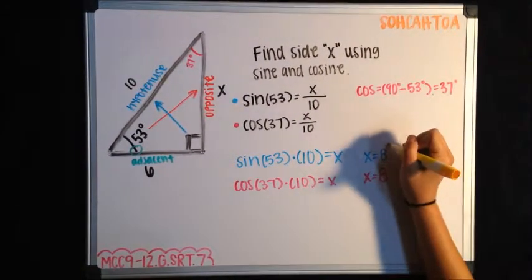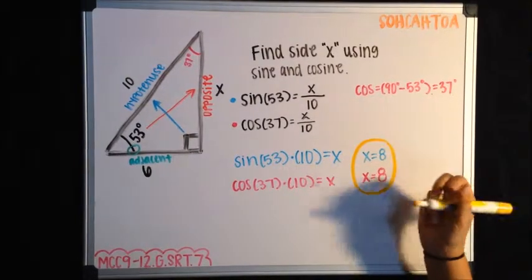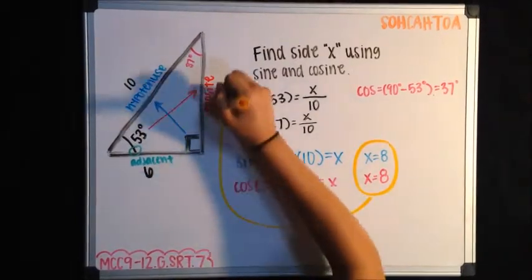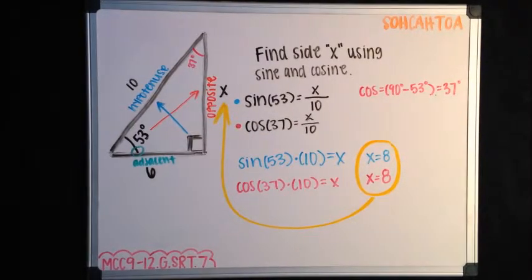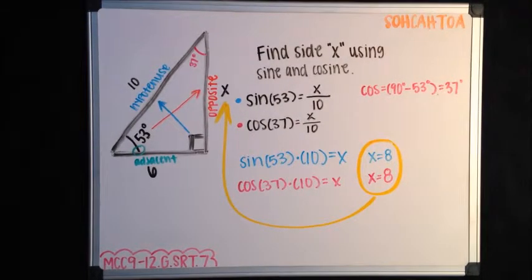Now that we've solved for x and we figured out x equals 8, we can plug it back into the triangle on the opposite side. Now we have every angle measurement for our triangle, and our triangle is complete.